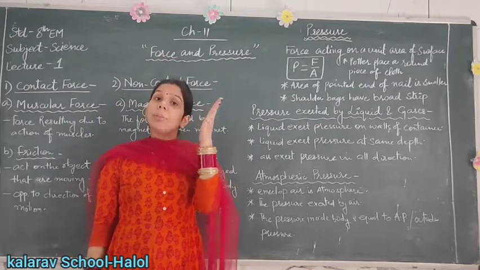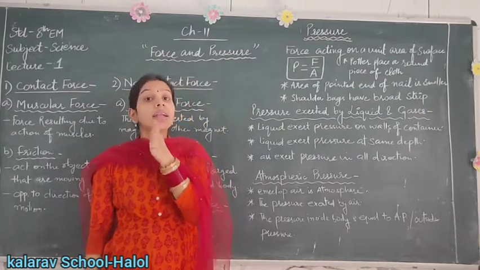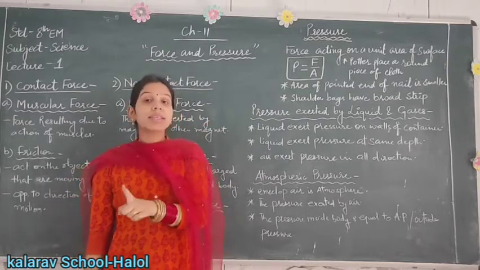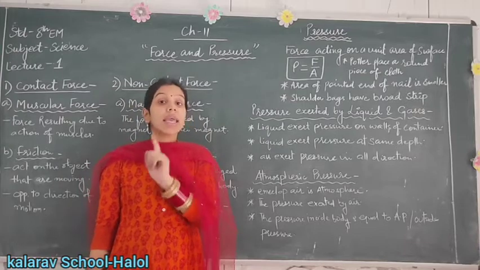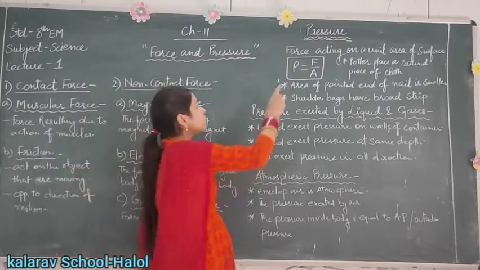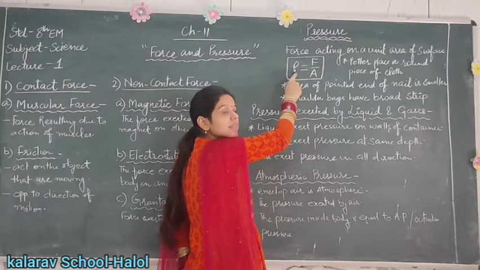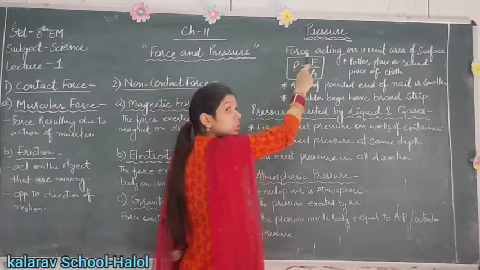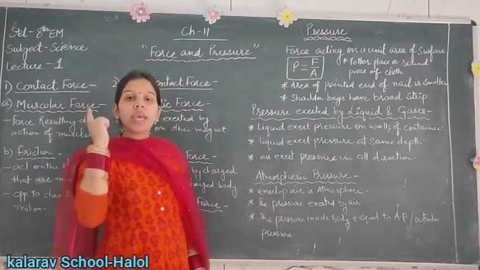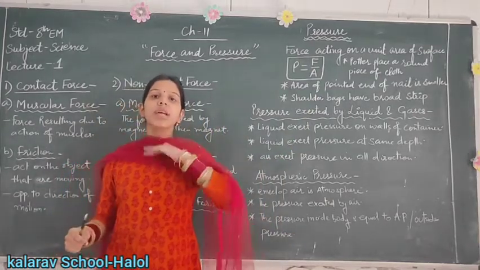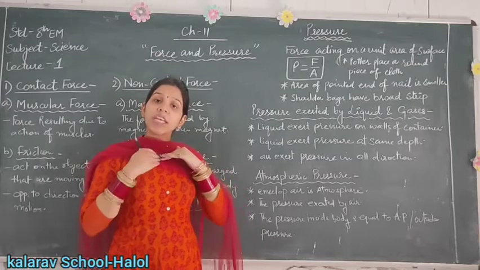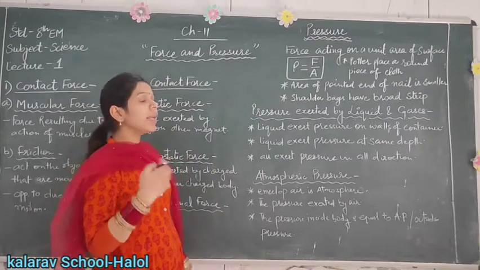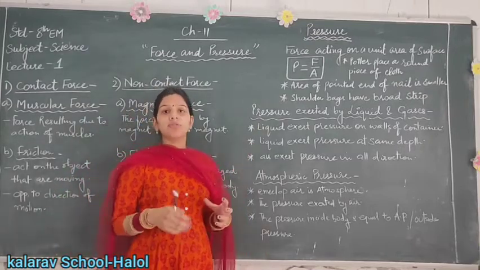So when pressure increases, area decreases. When pressure decreases, area increases. When pressure increases, force increases. So keep in mind, pressure and force are directly related to each other, but pressure and area are inversely related to each other. Some examples are governed by this formula.